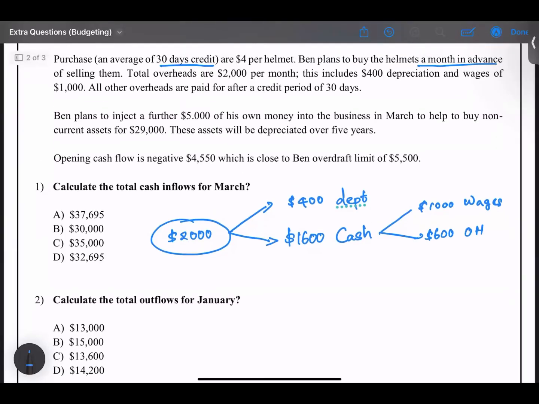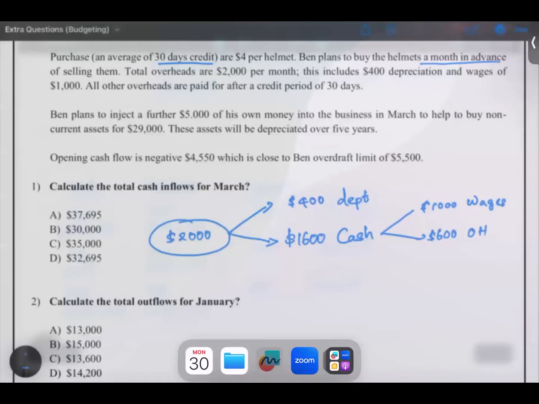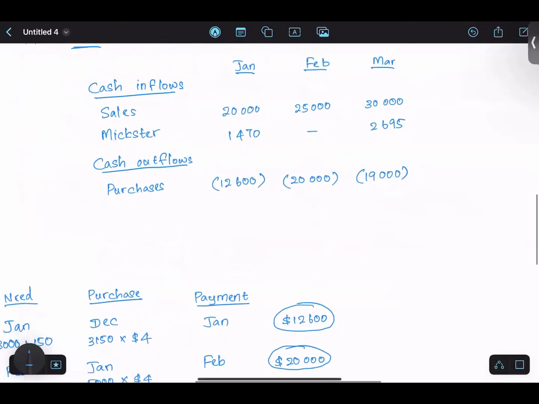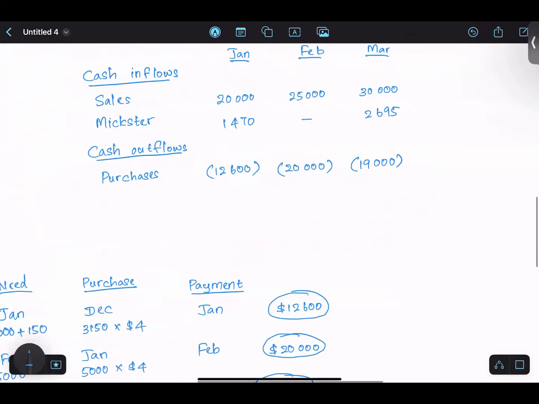So we can assume the wages will be paid in the same month itself. And all other overheads are paid for after a credit period. So in December, you will have an overhead cost of 600 that will be paid in January. January's overhead cost will be paid in February. February's overhead cost will be paid in the month of March. So anyway, you will have the same cost for Jan, Feb, March.